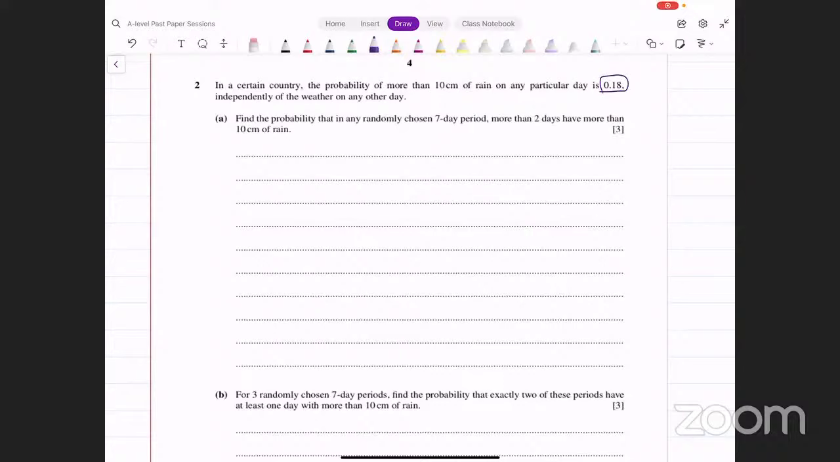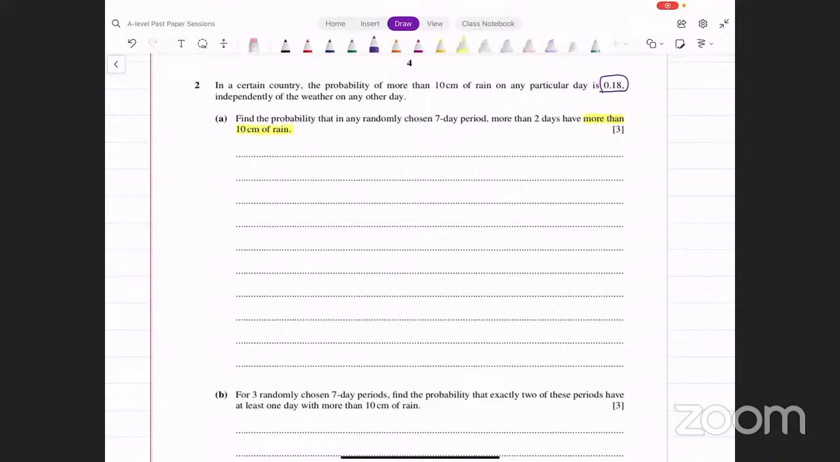Binomial में क्या होता है? हम number of successes की बात कर रहे होते हैं. Geometric में क्या होता है? We are looking for the number of trials until the first success. यहाँ पे first success की बात नहीं हो रही. यहाँ पे हम देख रहे हैं number of successes, and how are we defining success? More than 10 centimeters of rain. That's our criteria for success.